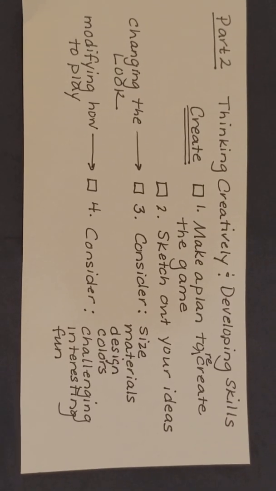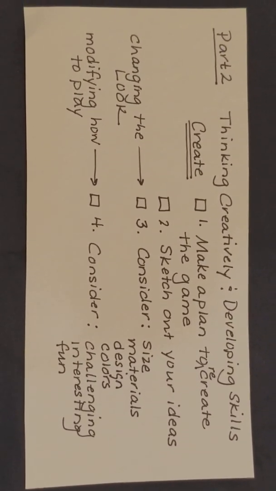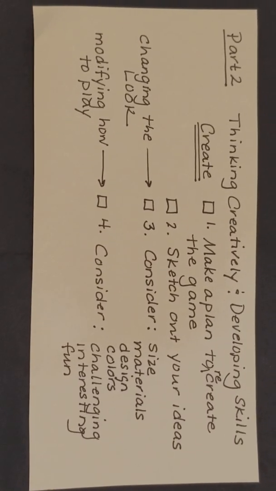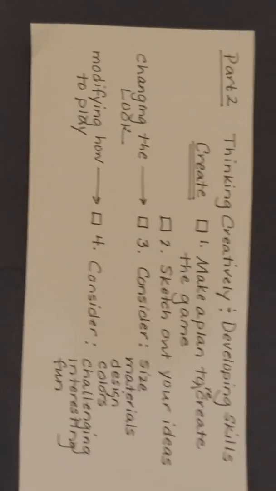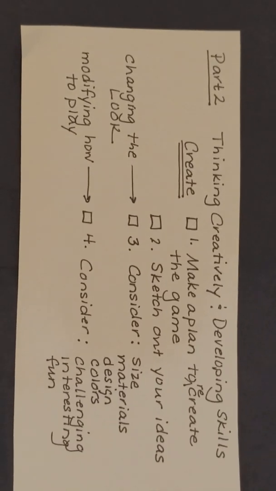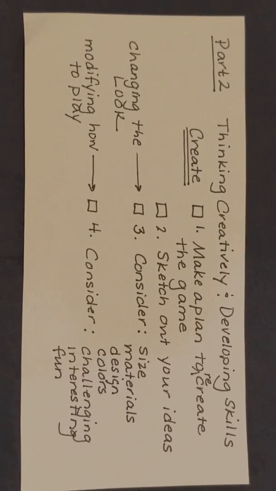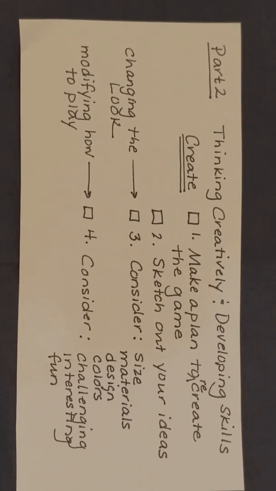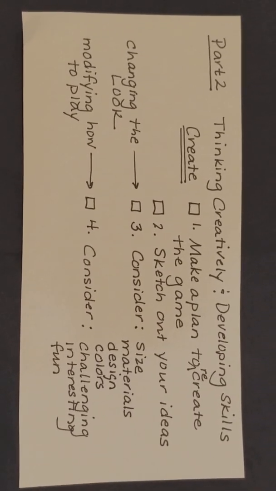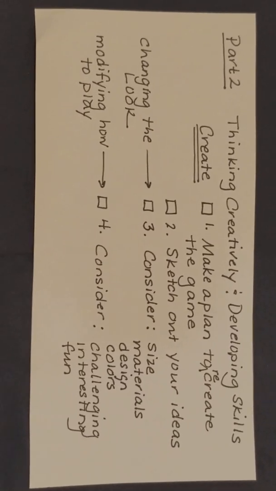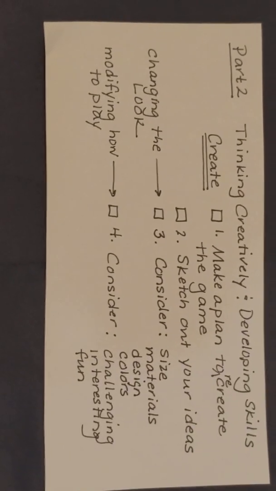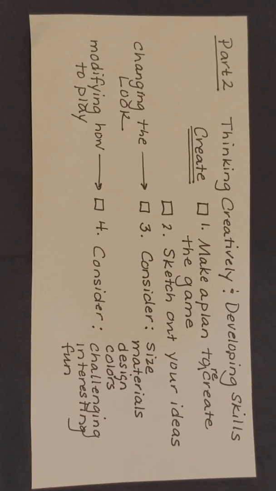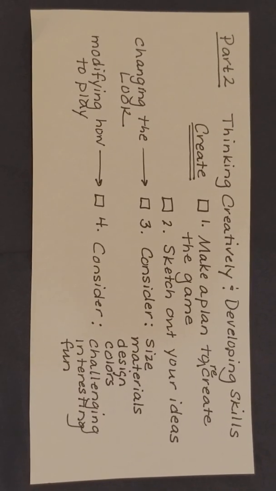You're going to sketch out your ideas, and you want to consider two different things. One, you need to change the look of it. So you want to consider the size of your game, the materials it's made of, the design, the colors. What are you going to recreate this game out of? Is it going to be a piece of wood? Is it going to be cardboard, clay? There are lots of different options.